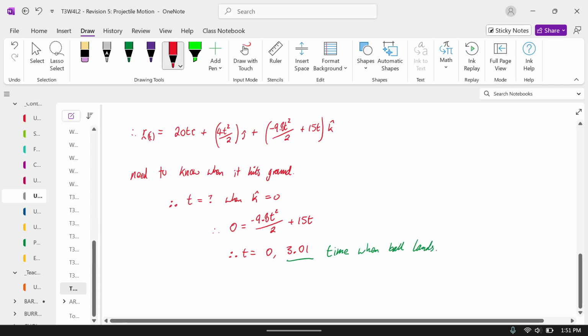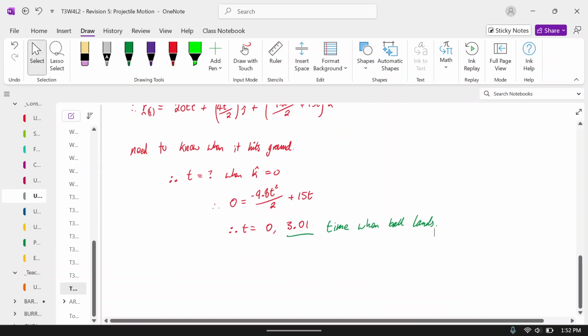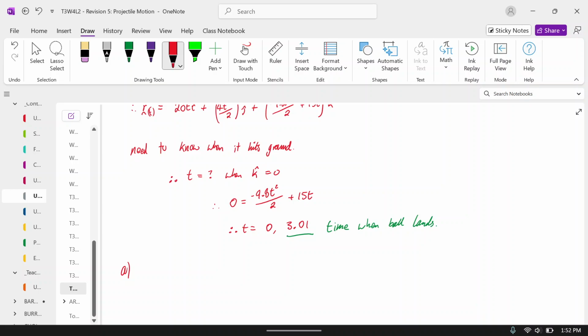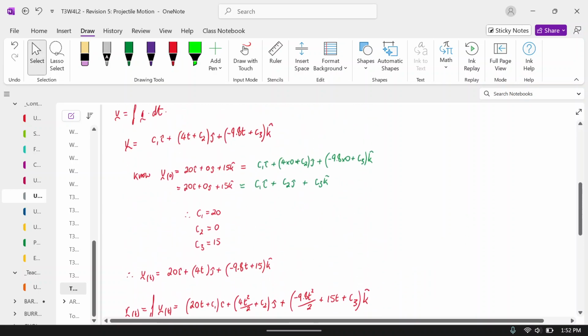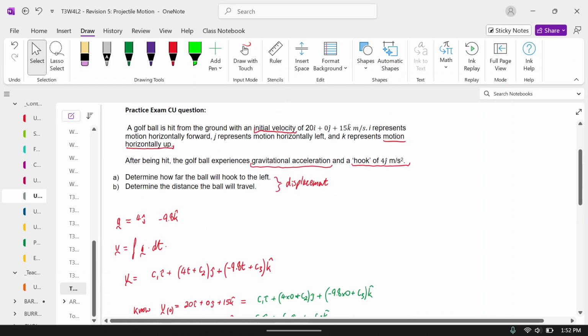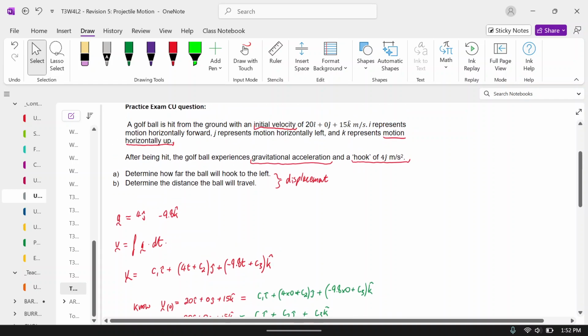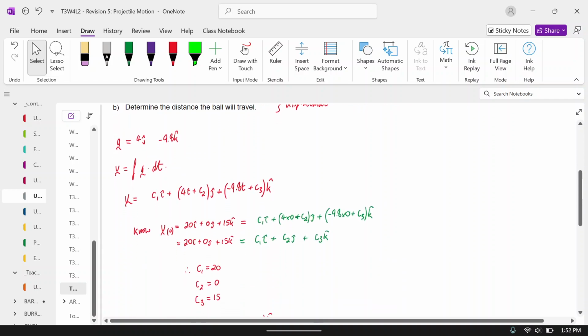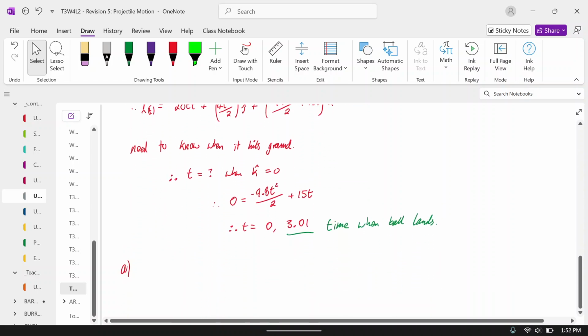All right. Now I can do part A. The hard thing here is you've got to know what you need in order to do these problems. So part A, I can do it now because I know what time it hits the ground. How far will it hook to the left? All I care about is my movement left, which is my J component. So I'm just going to sub my time into just the J component.